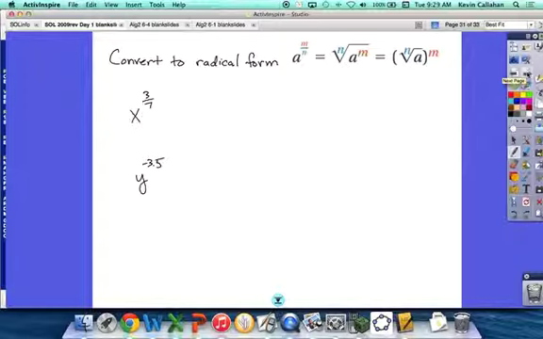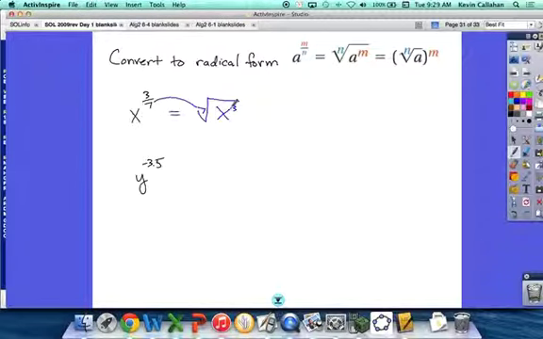So how would I do this, x to the 3/7, as a radical? What would be the index? What number goes here? The 7 goes there. Okay, which leaves x to the 3rd in there.